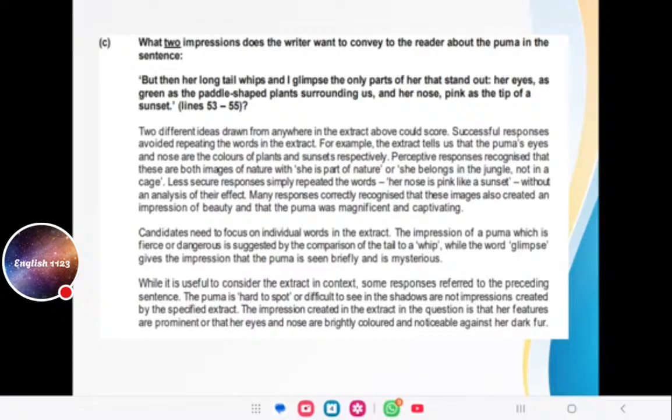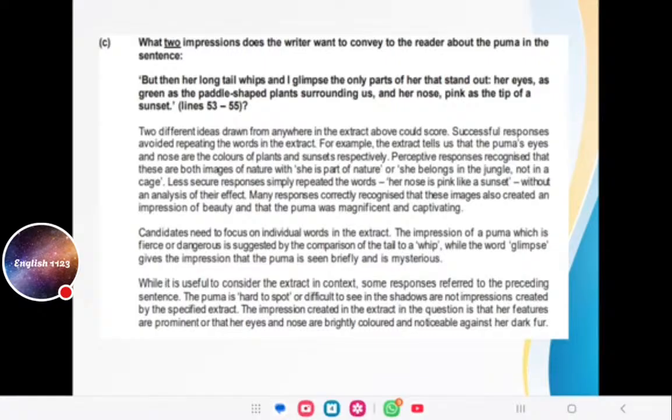Successful responses avoided repeating the words in the extract. So that's why I have taken this from the examiner report, which tells us that if you take words from the extract and write them, like if you are writing that her nose was as pink as the tip of a sunset, you won't get marks. This is not the way to get marks. So you don't have to repeat words or take words from that.